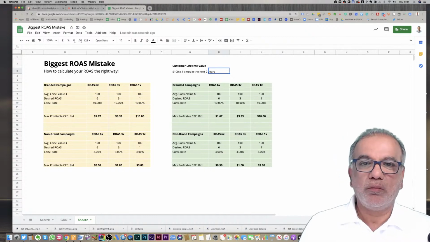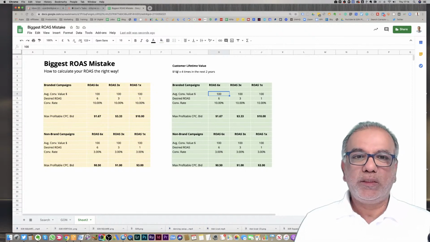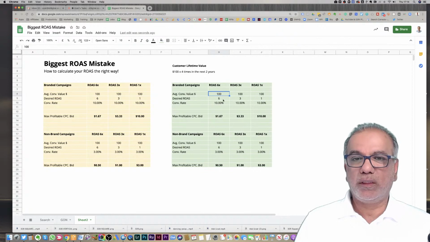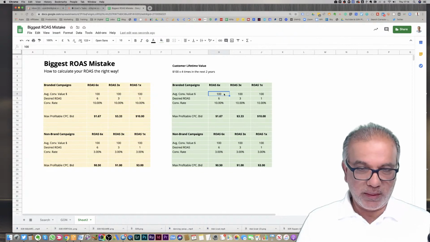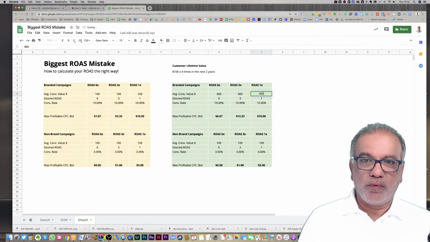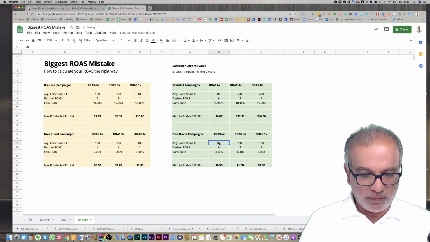purchase. So what happens is, if keeping that average order value or conversion value the same, and keeping all the other metrics exactly the same, the conversion rate, etc., all we are doing is changing the conversion value, which is the customer lifetime value.